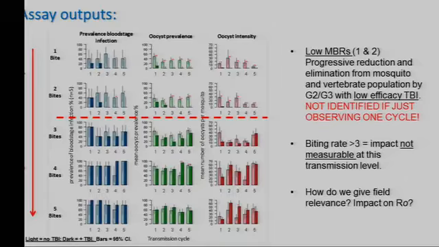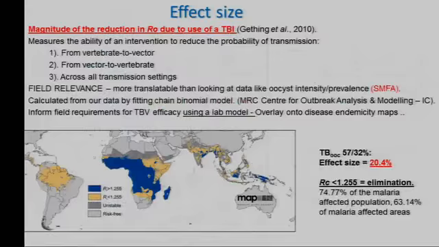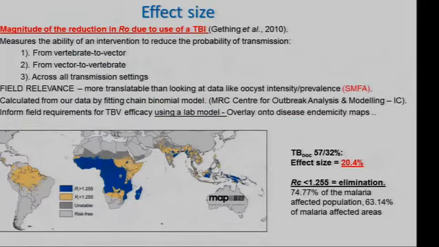transmission level. But as I mentioned previously, what we really want to do is attempt to give our data some kind of field relevance. And we can do this by expressing it as impact on the basic reproductive number, or R0. We do this by calculating something called effect size. An effect size is a single number that's the magnitude of reduction in the basic reproductive number due to use of a TBI. It's very well described in Pete Gething's paper in Nature in 2010, if anybody's interested.